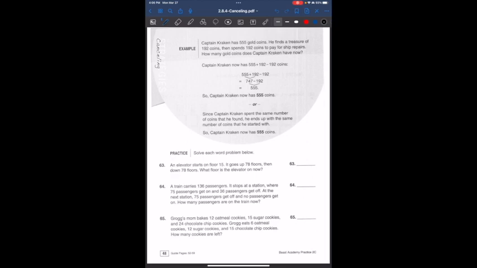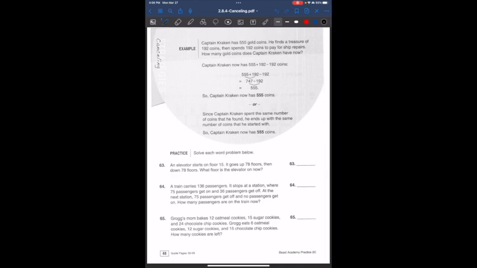So, to first learn about canceling, we're going to be looking at an example that uses canceling to solve the problem. So let's look at our first example. Captain Kraken has 555 gold coins. He finds a treasure of 192 coins, then spends 192 coins to pay for ship repairs. How many gold coins does Captain Kraken have now?